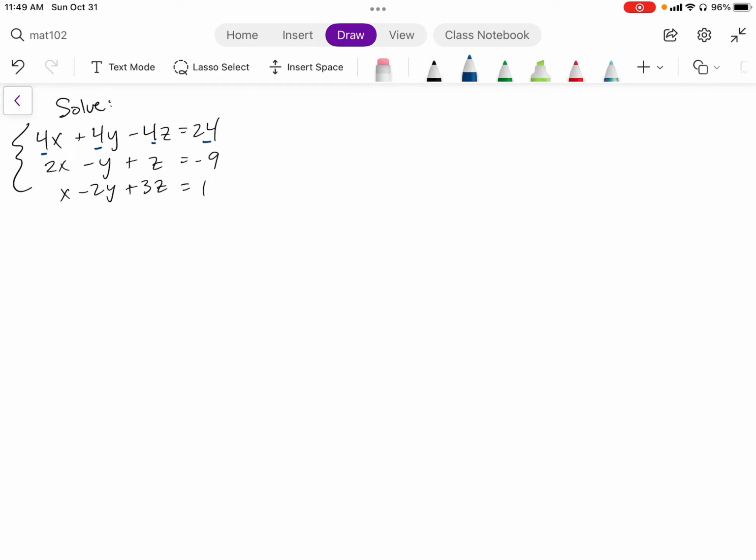Be sure when you create your matrix, they are all in order, right? We have all x's here, we have all y's here, z's, and then the constants up over here, right? So we set this up as a matrix 4, 4, -4, and then usually we draw either a dashed line or solid line. It really doesn't matter. We separate to show that those are the values on the right. 2, -1, 1, -9, 1, -2, 3, 1.